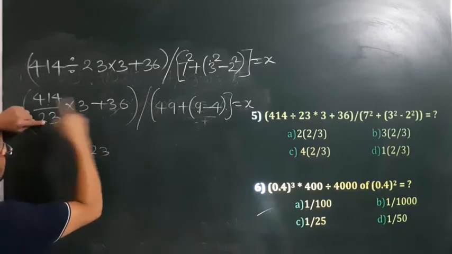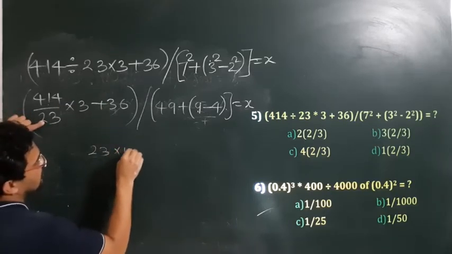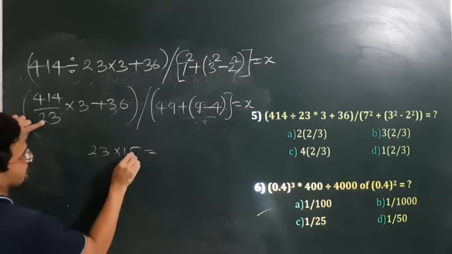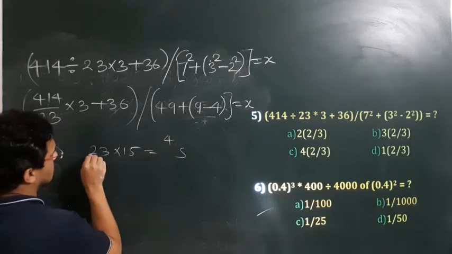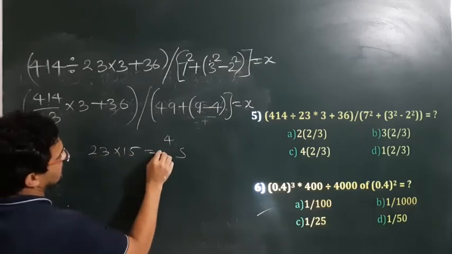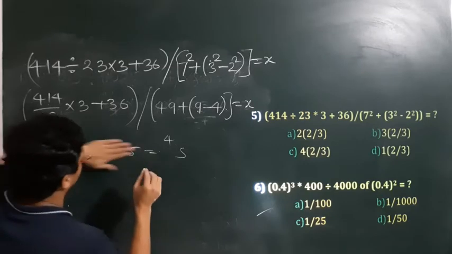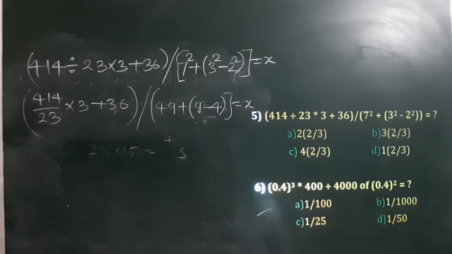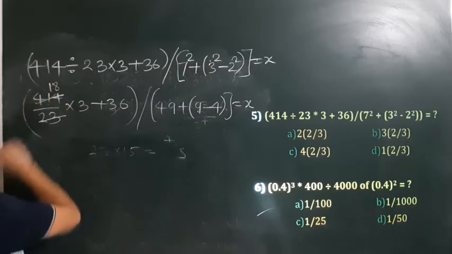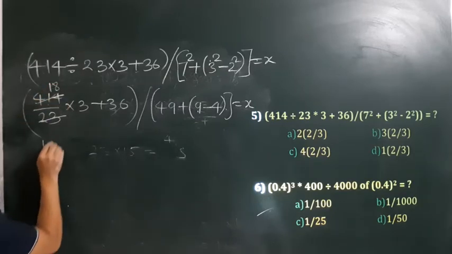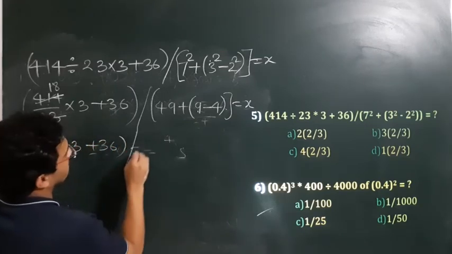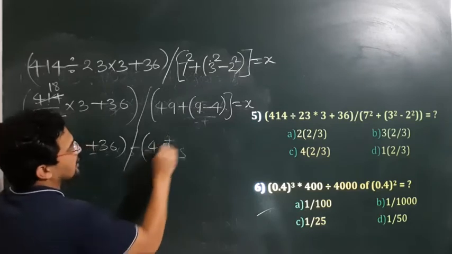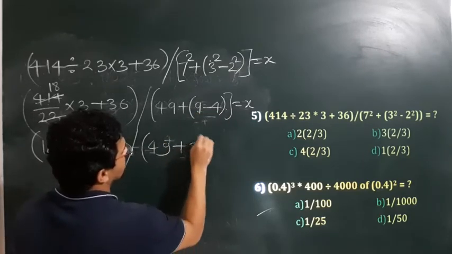23 should be multiplied with a larger number. If it is 15, 15 3s are 45 and 15 2s are 30, so you will get 345, which is more than 15. As I calculated, it is divisible by 18, 23 18s. So here, 18 multiplied by 3 plus 36, whole divided by 49 minus 4 plus 5, is equal to what?